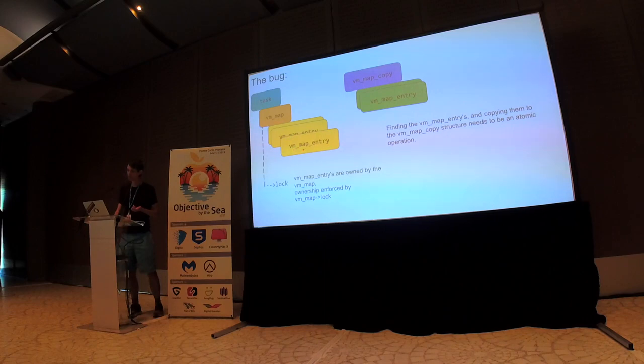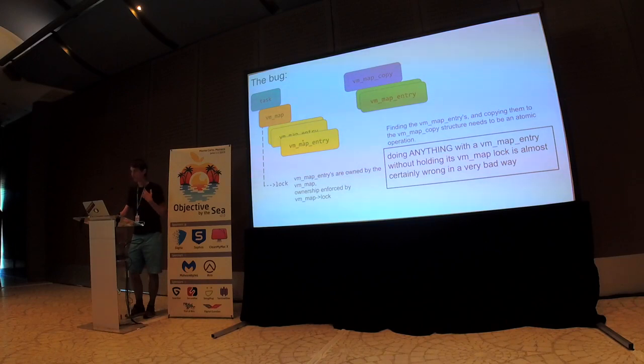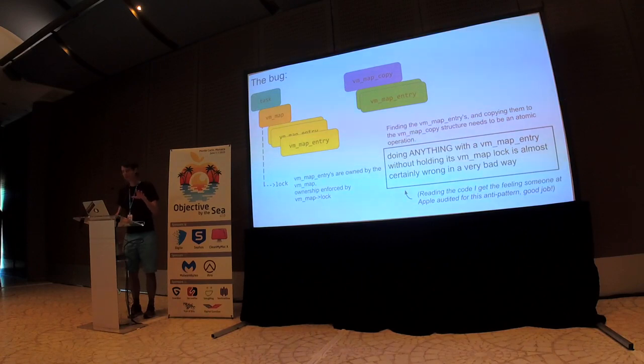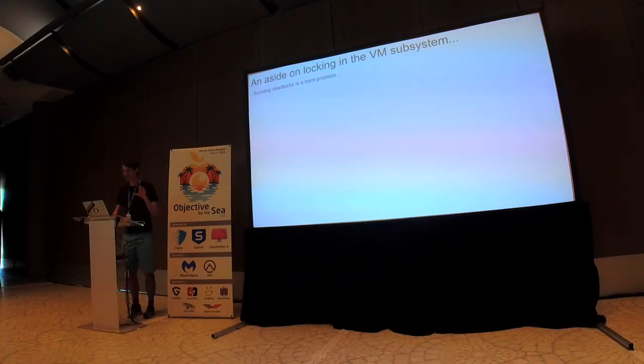So these VM map entries are owned by their VM map, and this is enforced by the VM map lock field. For everything that you do with a VM map entry, you must hold the corresponding VM map's lock at all times. If you don't hold that lock, then something else could come in and destroy the VM map entry that you are currently using, and that's almost certainly very wrong in a very bad way. I think someone audited for that class of bug, because there are many, many places where it's almost there, but not quite. So well done to Apple, whoever audited for that bug. But it's more subtle than that.